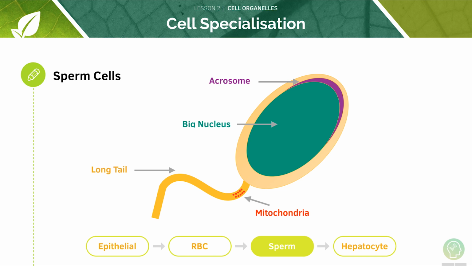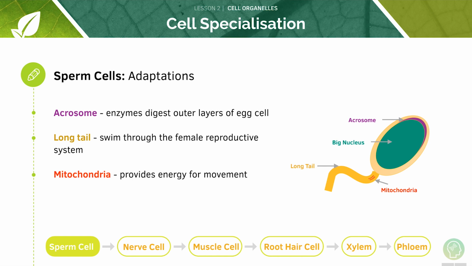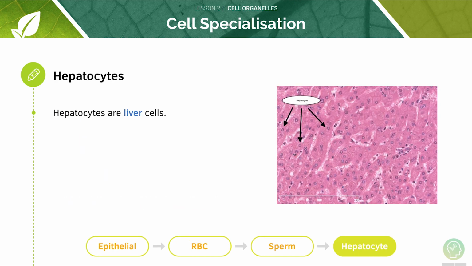Let's look more closely at the structure of a sperm cell. First, they have an acrosome, which contains the enzymes necessary to digest the outer layers of the egg cell. There is also a long tail, which helps them to swim through the female reproductive system. They also have mitochondria, which provide energy for movement. Importantly, they have a big nucleus to hold the genetic information.